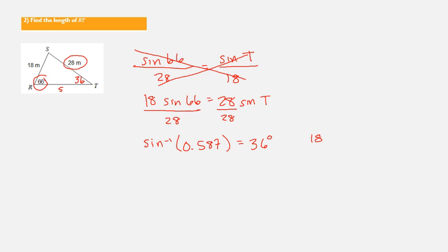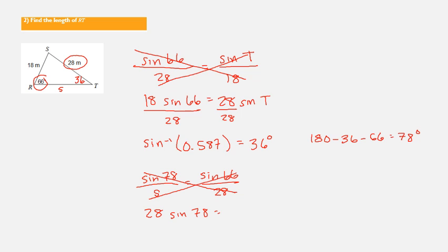Now I can say the whole triangle has to add to 180. So I'll subtract off that 36 and 66 and get 78. Okay, and now I can finally solve for little s. So sine of the angle we just found, 78, over our unknown side s, equal to sine of 66 over 28. Okay, cross multiply.